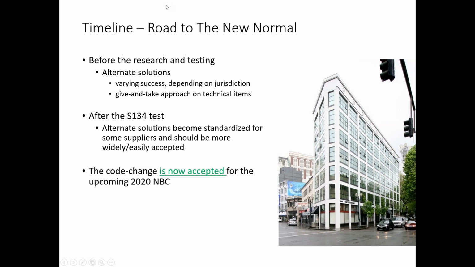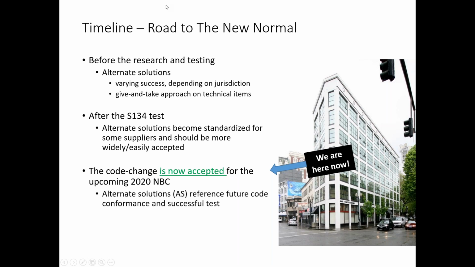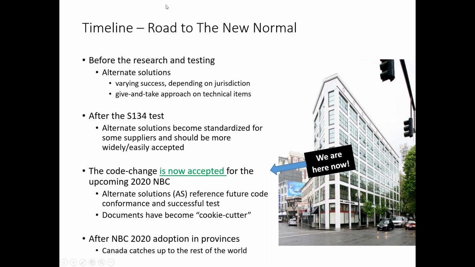So alternate solutions became very standardized. Now that the code change is accepted for the upcoming 2020 code, which will be published later this year and adopted by the provinces after that, alternate solutions have just become a simple engineering judgment. Examples of where alternate solutions have already been accepted include the City of Vancouver in British Columbia, a high number of them accepted there, West Vancouver, Hamilton, Ontario, and there's probably others in between. So it's getting simpler and simpler.